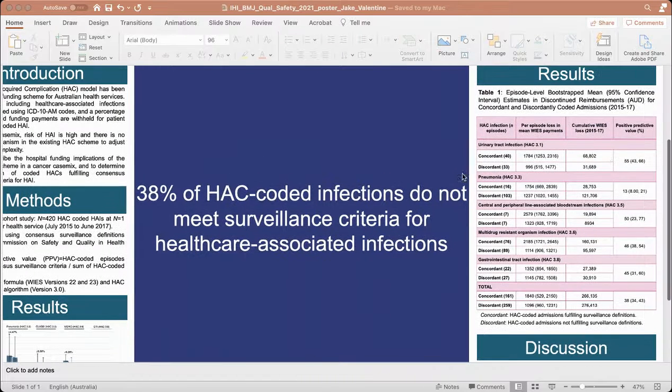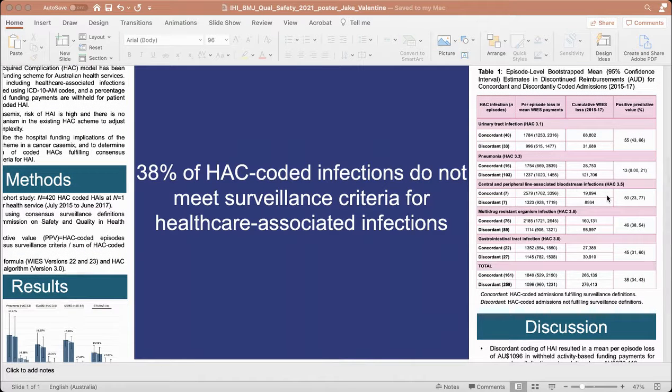for each HAC-coded episode. The key take-home message is really contained within Table 1 here. I've looked at the funding implications, but also the proportion of coded infections which did and did not fulfill surveillance criteria for each of the 5 key infections. You can see for yourself that the overall amount lost in healthcare funding is stratified into 2 groups for each infection, discordant and concordant. For the discordant group, where we had a coded infection that did not fulfill surveillance criteria, you can see the overall amount of WEIS funding lost over a 2-year financial period, and the overall positive predictive value for that particular infection.